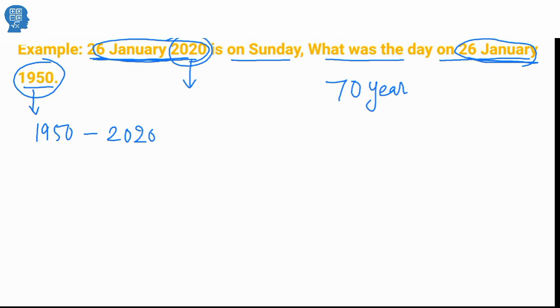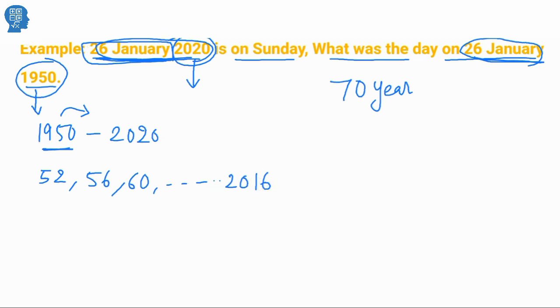1950 to 2020. From here we have to find out: 1950 is not a leap year. The next leap year is 1952. Next 56. Next 60. And so on. 2020 is a leap year, but we are only finding up to January 2020, so there is no need to consider 2020. Before that, we have to consider the leap years. Then 2016. Yes, we have to find the number of leap years: 52, 56, 60 and so on.